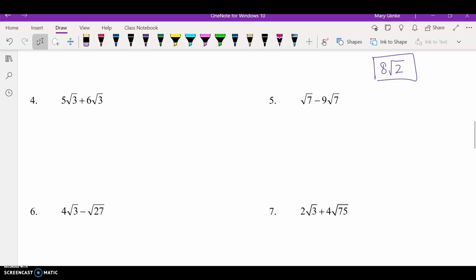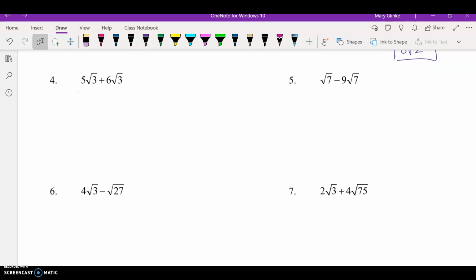So let's go ahead and try a couple more practice problems. We'll do 4 through 7 here together. Looking at number 4, they're both root 3s. So we're going to take 5 and add it to 6 to get 11 root 3. Number 5, we're doing root 7 minus 9 root 7. They are like terms, so we're going to do the leading coefficients. There's a 1 implied here, so we're going to do 1 minus 9, which is negative 8, root 7.